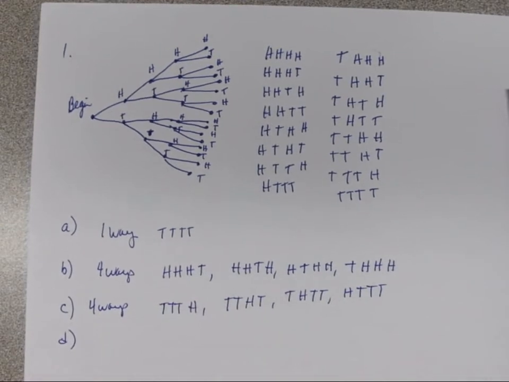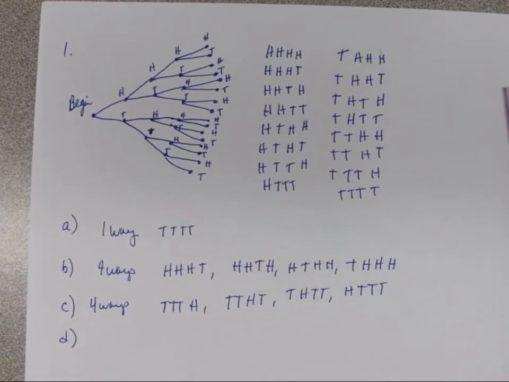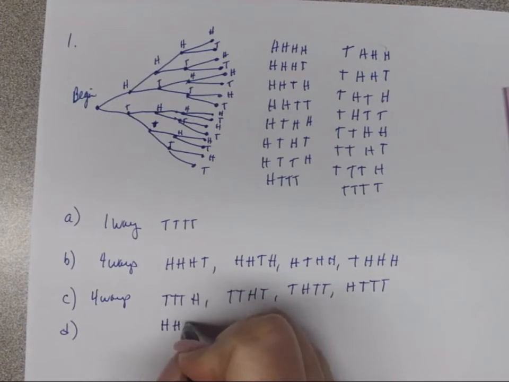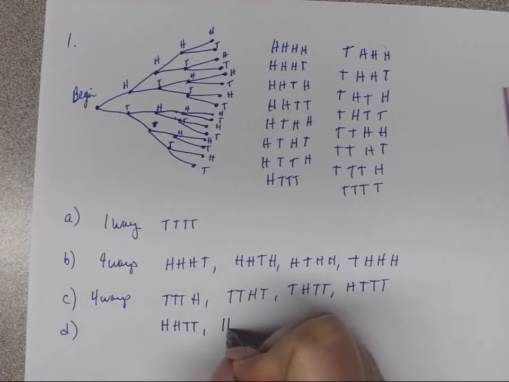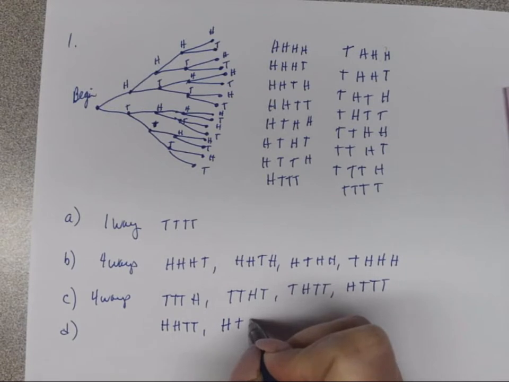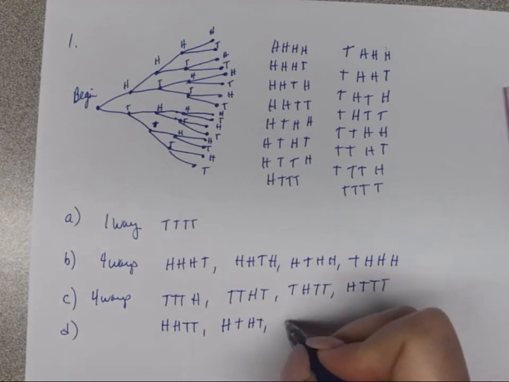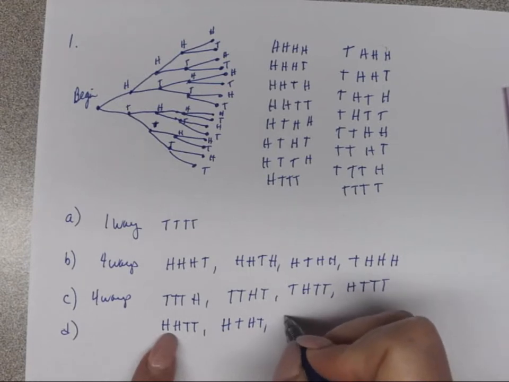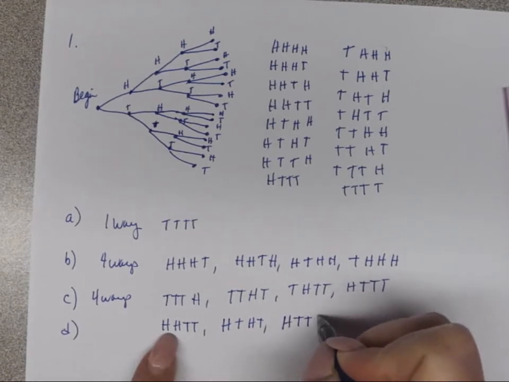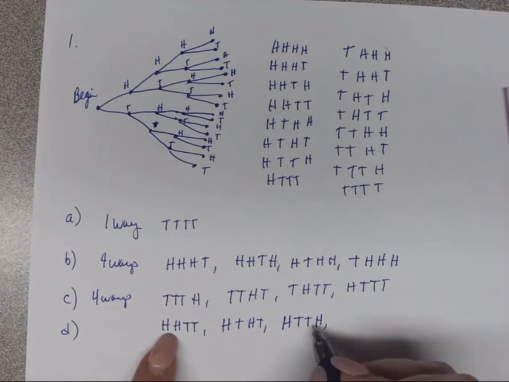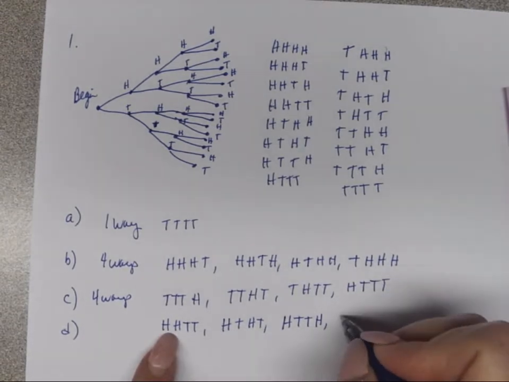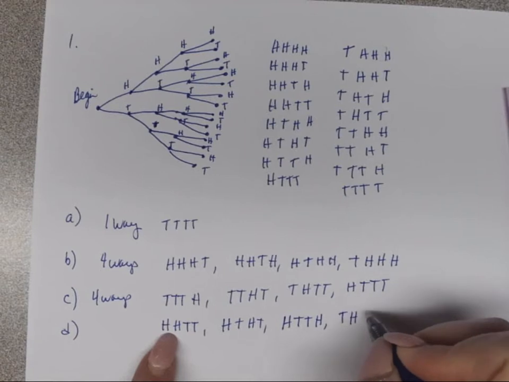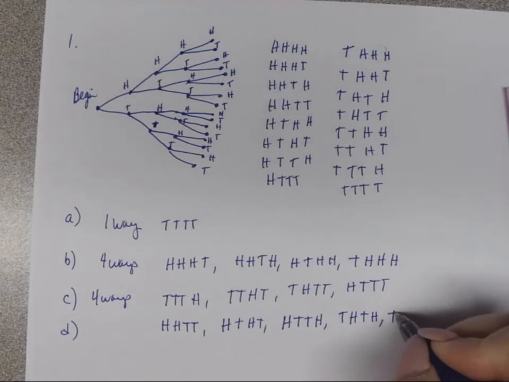On part D, in how many ways can you get exactly 2 heads? That means you've got 2 heads and 2 tails. So we're going to get a head, a head, a tail, a tail, a head, a tail, a head, a tail. So I just kind of moved 1 tail over. And then a head, a tail, and a head. So I moved the other tail over. See, a tail, a head, a tail, and a head. And then a tail, a head, and a head.